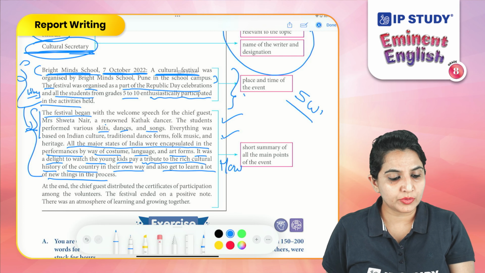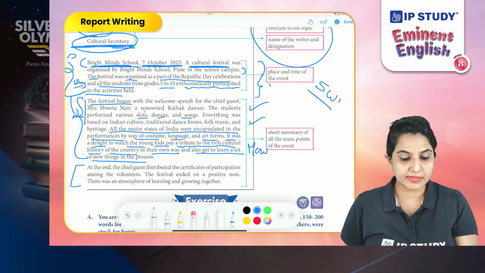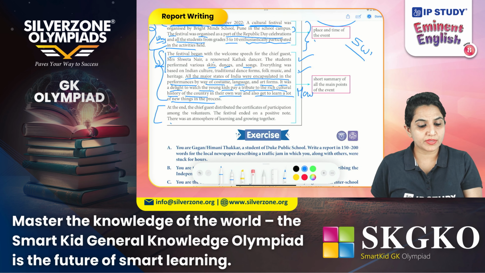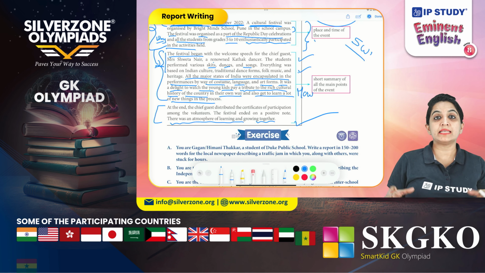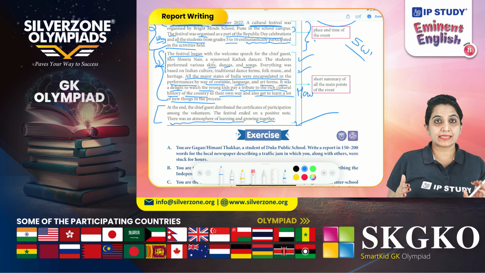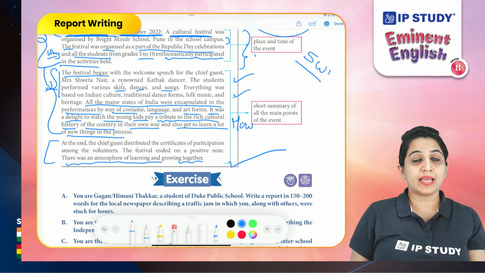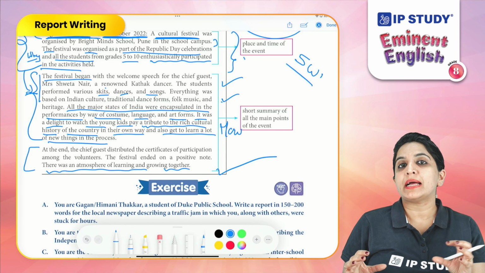And then a concluding paragraph. At the end, the chief guest distributed the certificates of participation among the volunteers. The festival ended on a positive note. There was an atmosphere of learning and growing together, and that's the end of your report. So report writing is short, concise, and it should state clear facts and information. It should have a logical flow and be presented systematically.